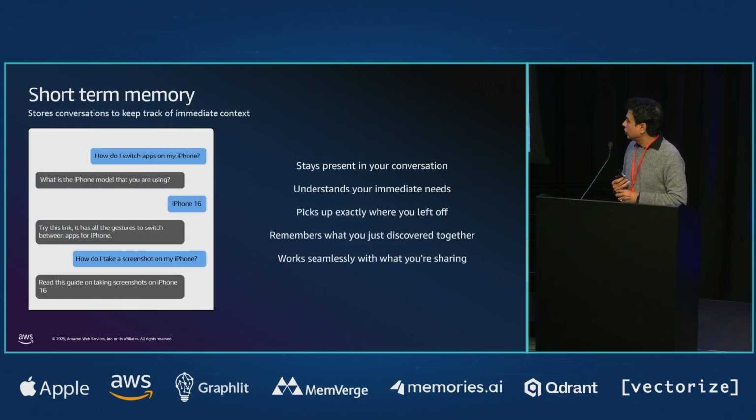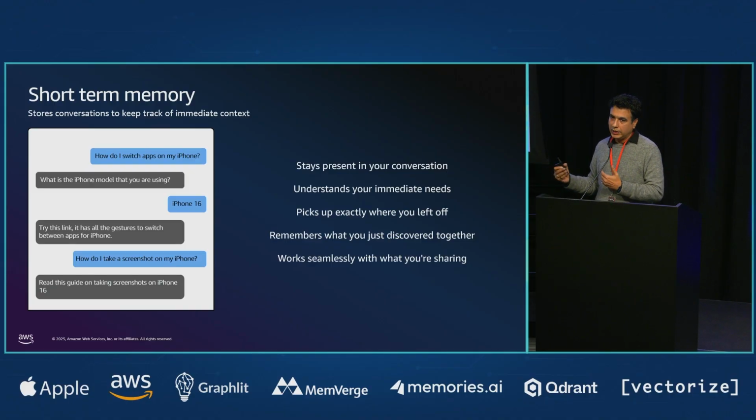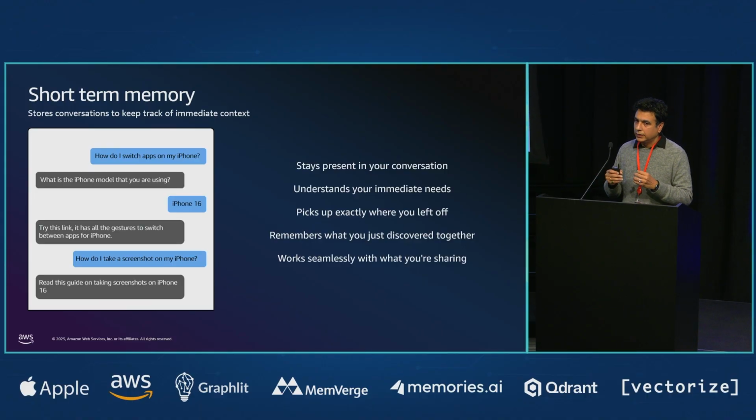So here's an example of short-term memory. In the same example that we were using before, if the agent has short-term memory, it has all of the context, and now it doesn't have to ask you again what kind of iPhone you're using.